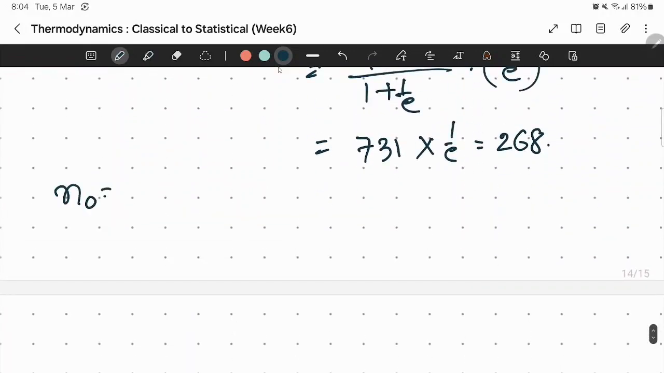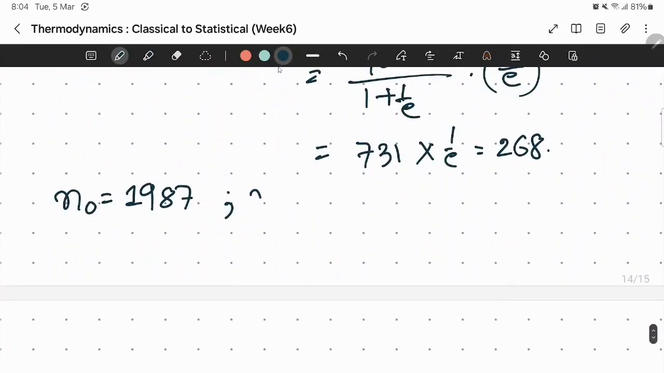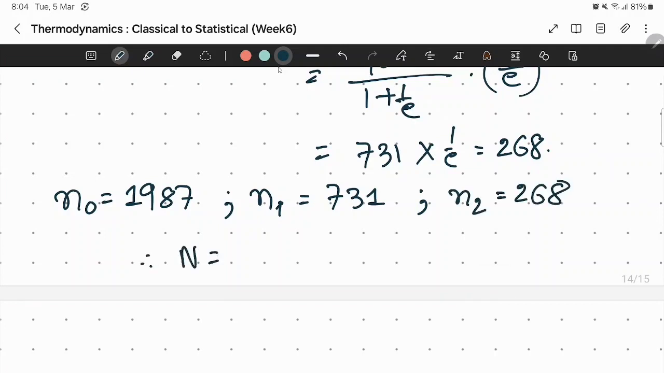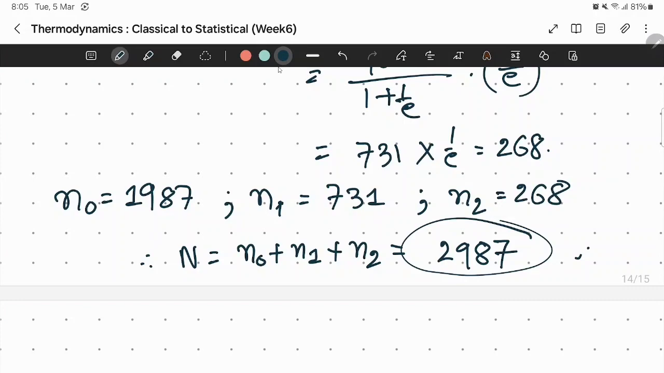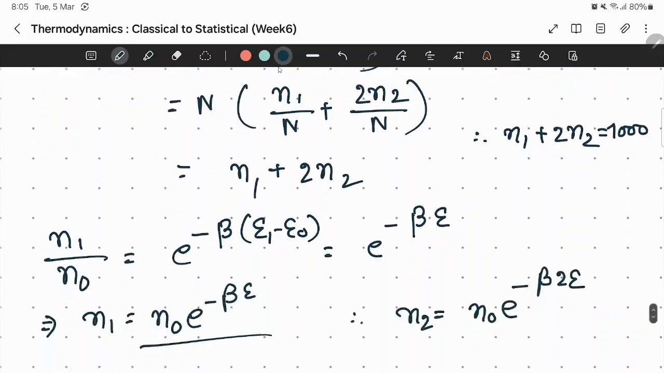So N0 is 1987, N1 is 731, and N2 is 268. So total N would be N0 plus N1 plus N2. So it is 2987. This number of molecules are there. This is the total number of molecules. Okay. You can also check it, if there is any mistake, then you can tell me.